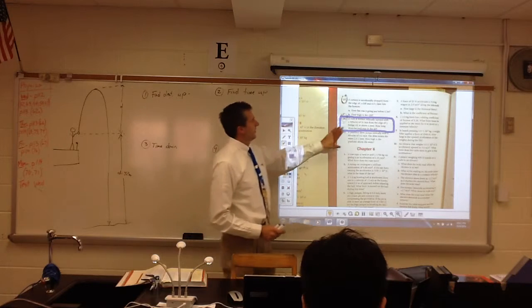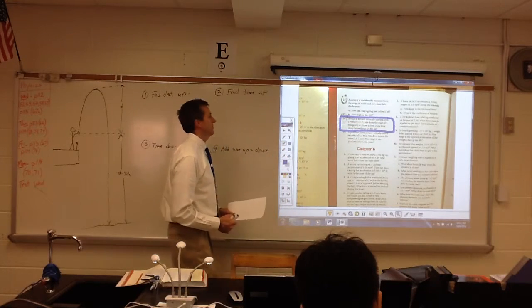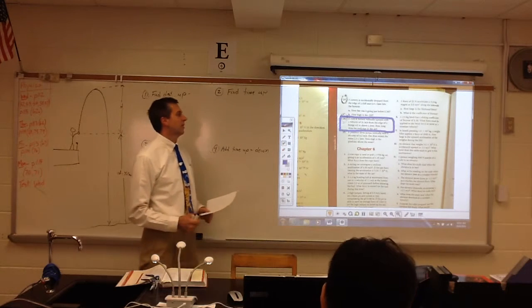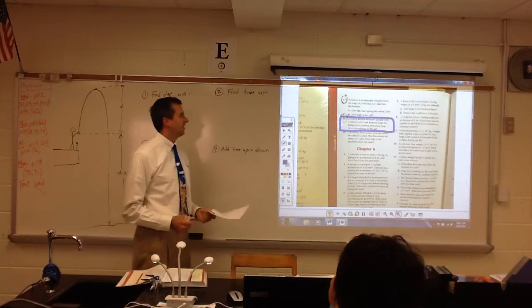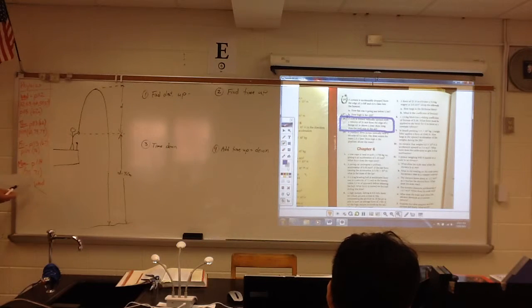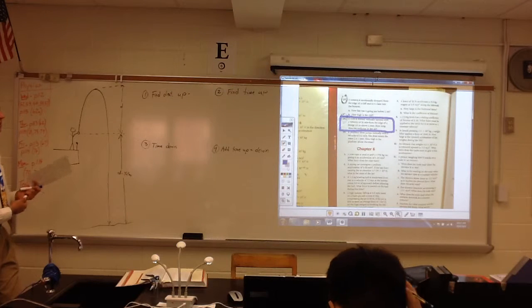The problem is, a rock is thrown vertically upward with a velocity of 21 meters per second from the edge of a bridge that's 42 meters above a river. How long does the rock stay in the air? So we have a diagram here which spells out some of the things that are in the problem.